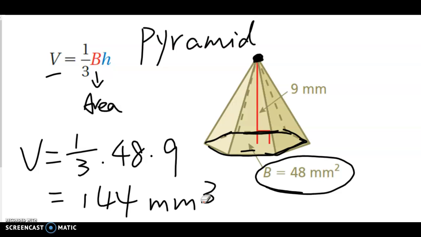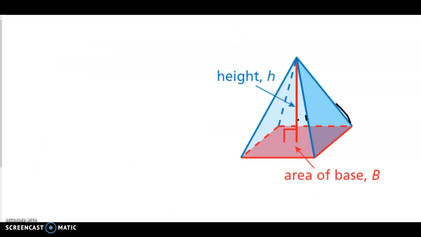Alright, let's see the next example. So for this one, we have the base, which is 4. We don't know the area of the base, but we know the side, the edge of the base, and the height, which is 5. So then we want to find the volume of this pyramid.